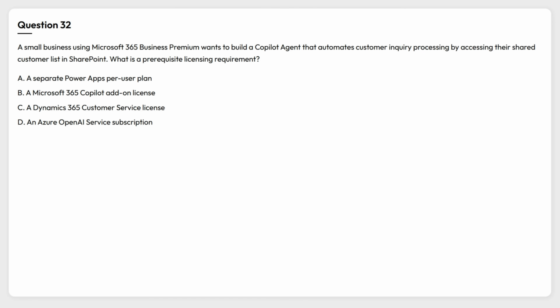Option A, a separate Power Apps per user plan. Option B, a Microsoft 365 Copilot add-on license. Option C, a Dynamics 365 Customer Service license. Option D, an Azure OpenAI Service subscription. The correct answer is option B, a Microsoft 365 Copilot add-on license.